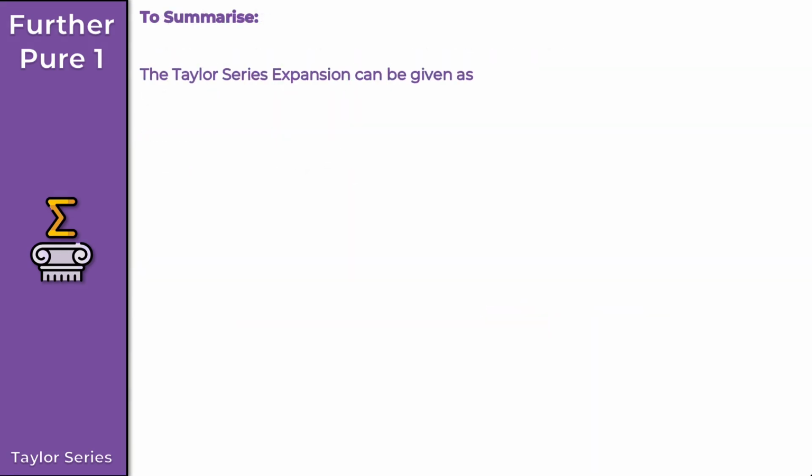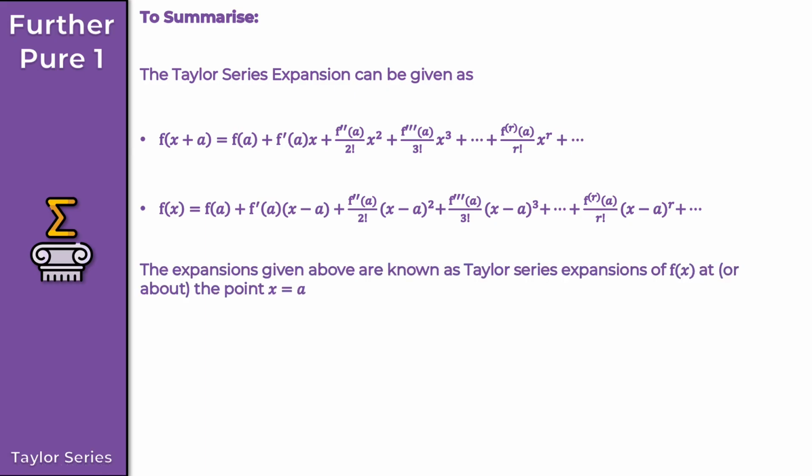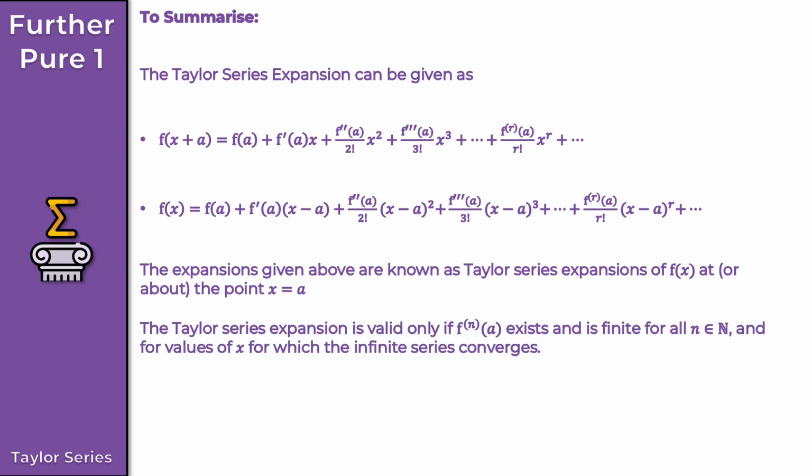Let's quickly summarize this introduction to the Taylor series. The Taylor series expansion can be given as follows. For the first expansion, this is for f of x plus a, and we obtain this expansion here. We also have this alternative expansion for f of x, as you can see here. The expansions given above are known as Taylor series expansions of f of x at or about the point x equals a. The Taylor series expansion is valid only if the nth derivative of the function f at a exists and is finite for all n belonging to the set of natural numbers, and for values of x for which the infinite series converges.